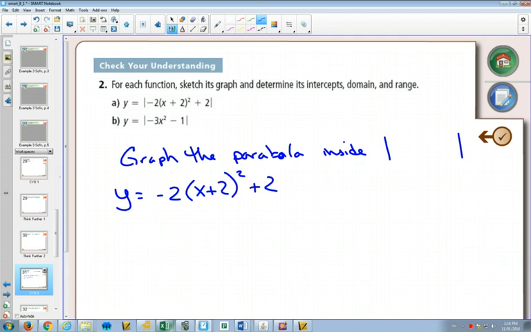Well, that's in the vertex form. What is the vertex of this going to be? Negative 2 comma 2. Yes? And does it open up or open down? Opens down, and the a value of negative 2 means you'll go over 1, down 2, over 1, down 2, and then over 1, down 6.